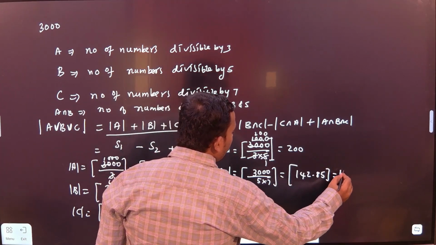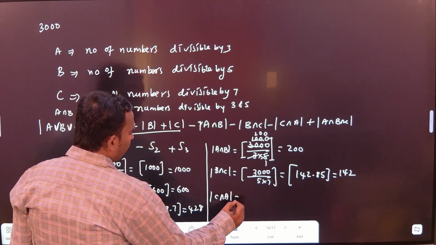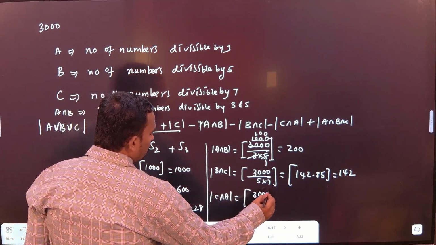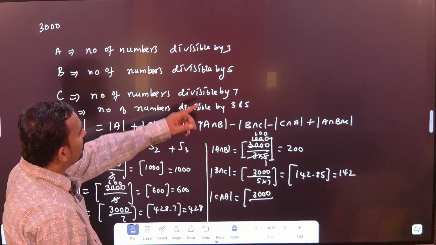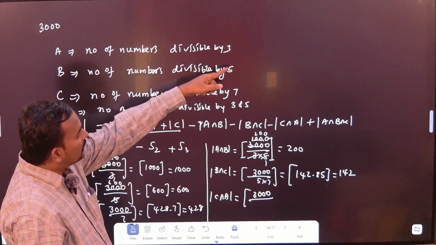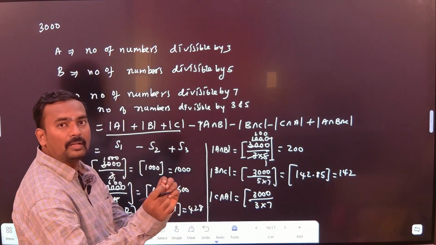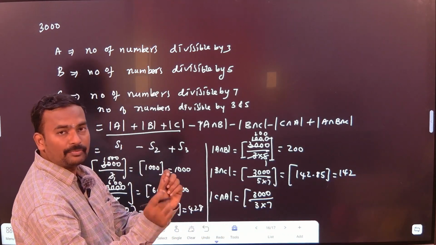142.85. This is 142, right? Then C intersection A. 3000 divided by C intersection A means what? It is divisible by 3 and 7. That means take the LCM of 3 and 7, right?